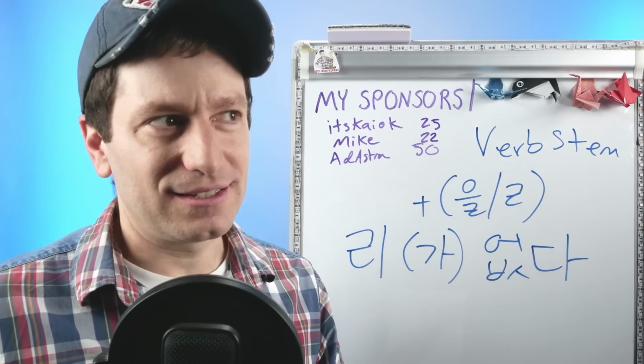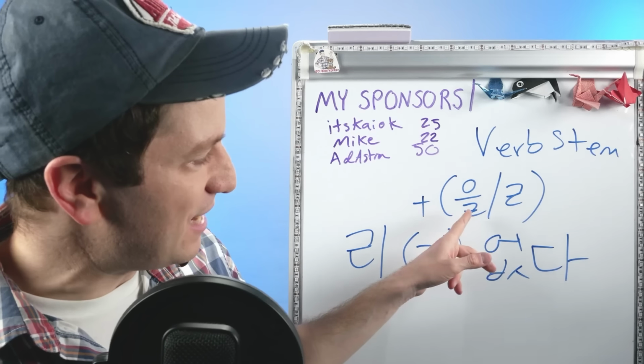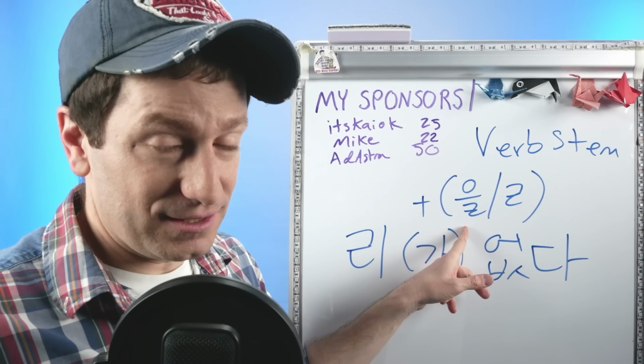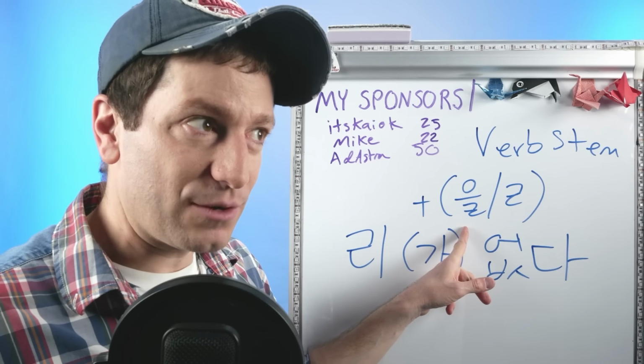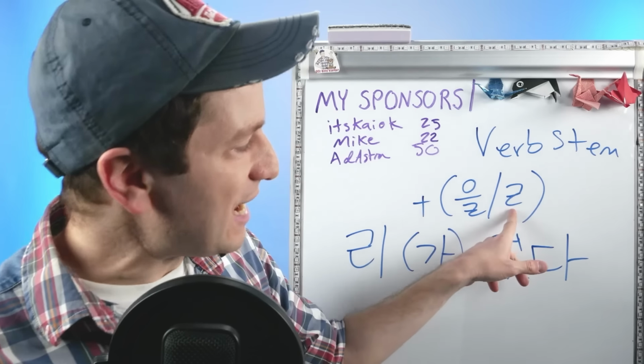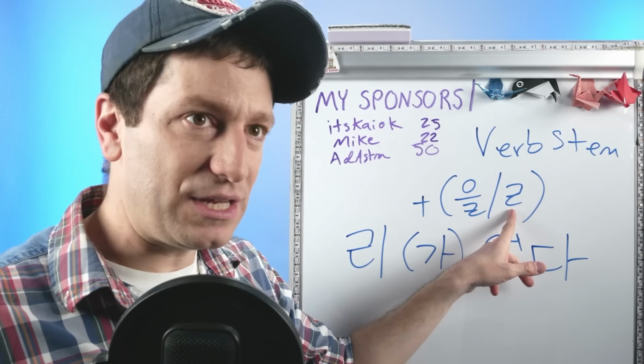So 하다 is just 하. 먹다 is just 먹. Then you'll attach 을 if it ends with a consonant. So 먹다 would be 먹을. Or attach a ㄹ if it ends in a vowel. So 하다 would be 할.